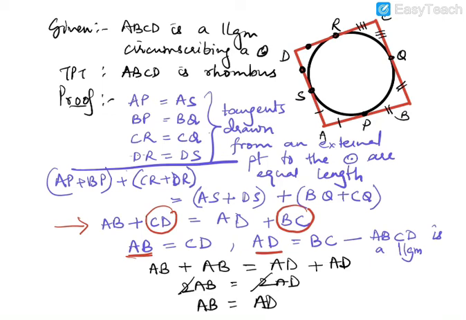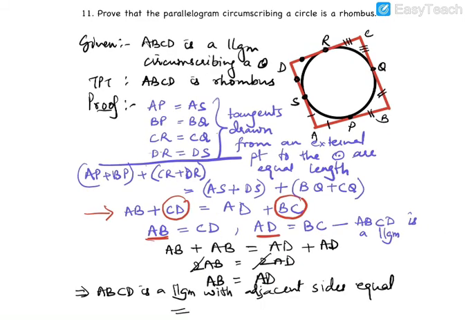So what have we shown? In this parallelogram ABCD, the adjacent sides AB and AD are equal. And a parallelogram with adjacent sides equal is a rhombus. So this implies ABCD is a rhombus.